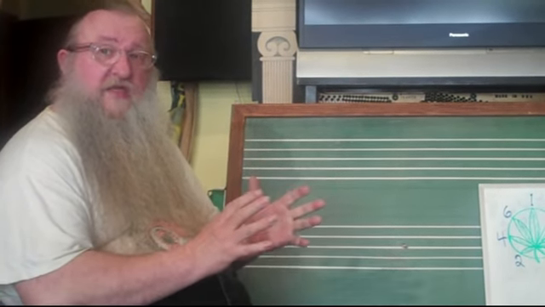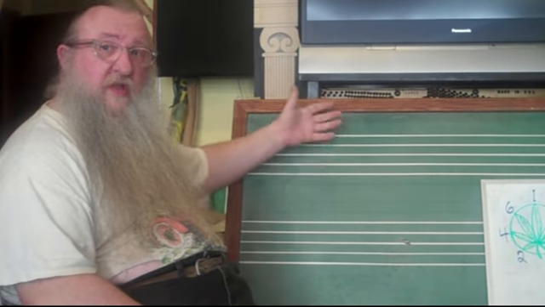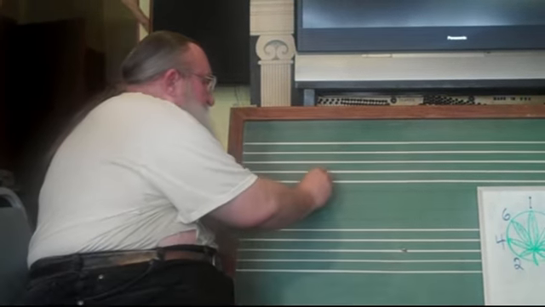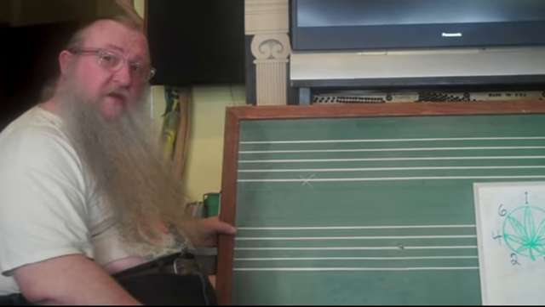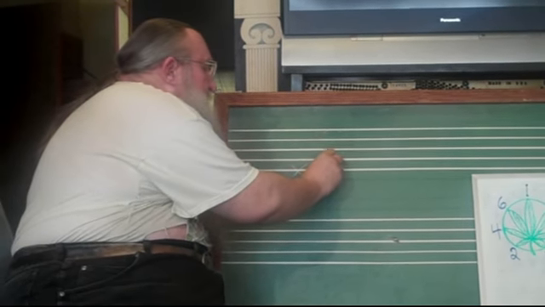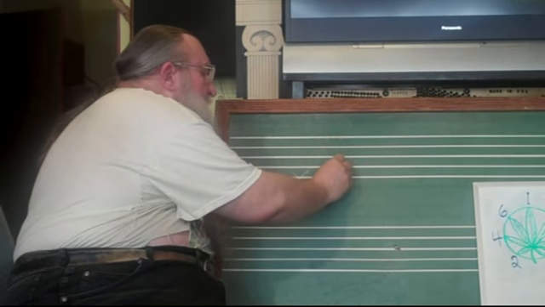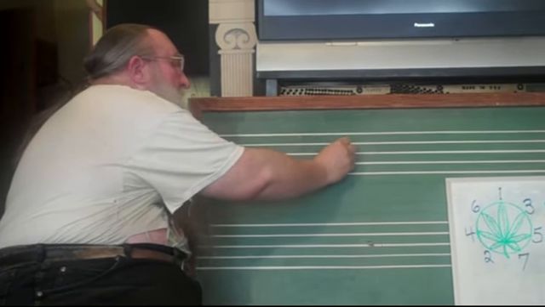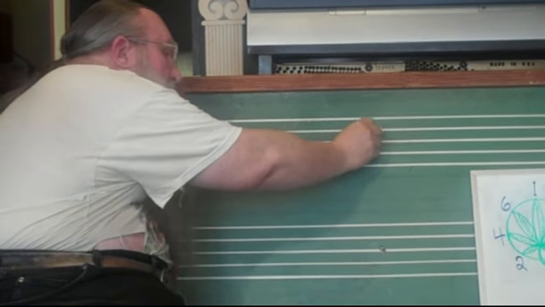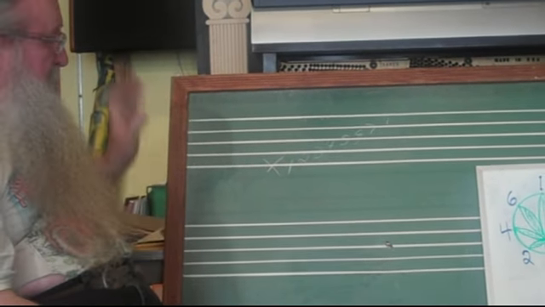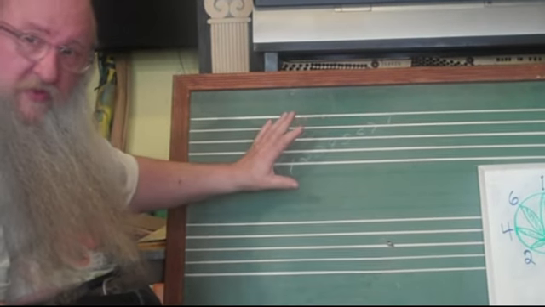If we analyze the patterns that occur on the staff, we will notice that if I start numbering, let's say, with this line here as my number 1, then this is 1. The next space would be 2. The next line would be 3, 4, 5, 6, 7, and then we're right back to 1. And it is just this simple.